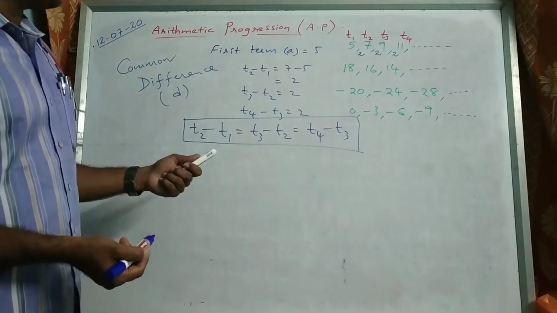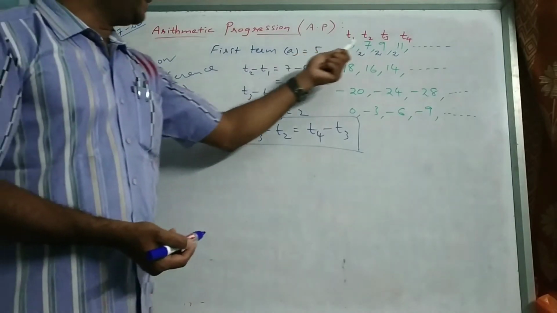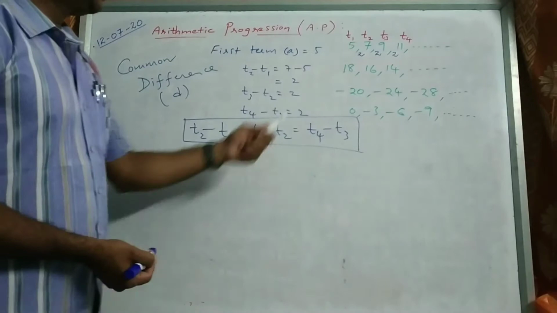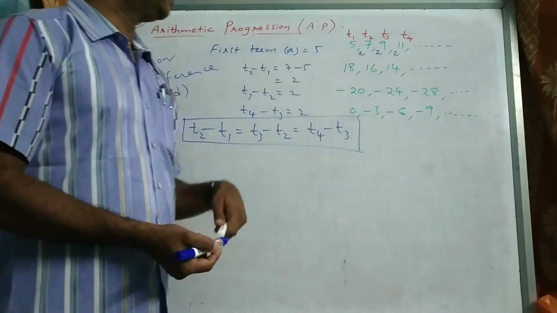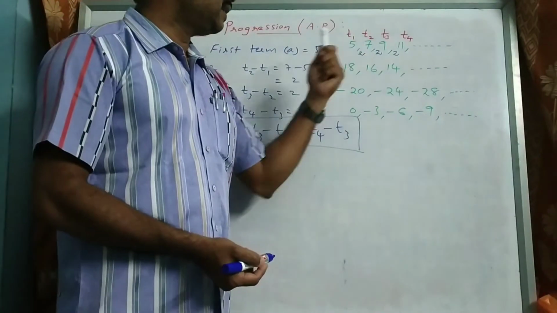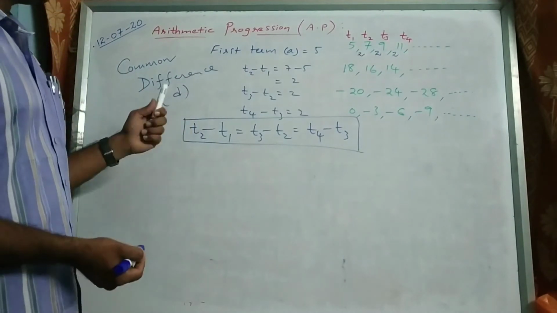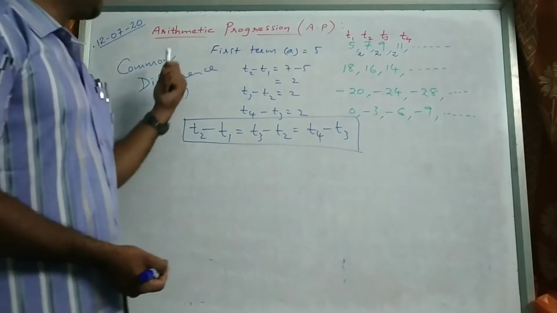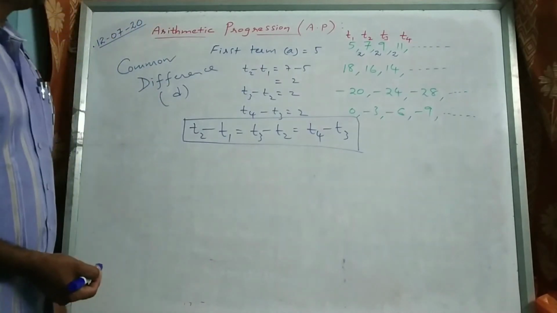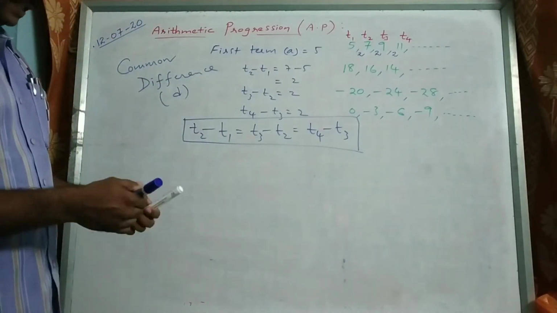Clear? So check the common difference. How do you find the common difference? Second term minus first term, third term minus second term, fourth term minus third term. Like that you can take. If the common difference is the same everywhere, such a progression is called an arithmetic progression.